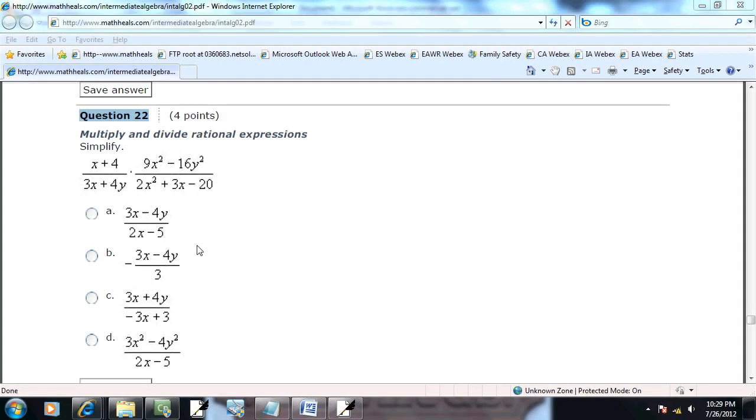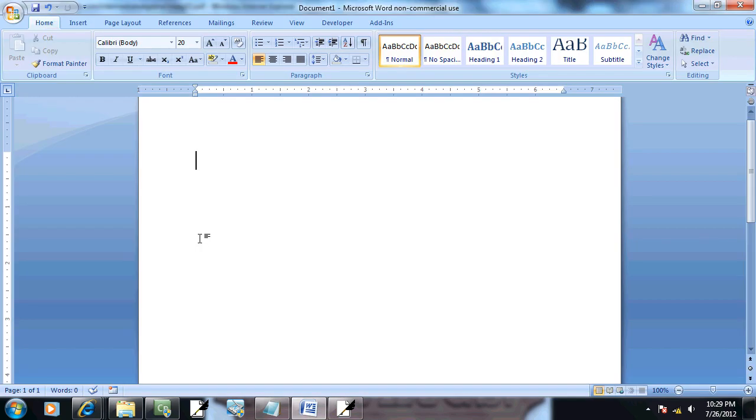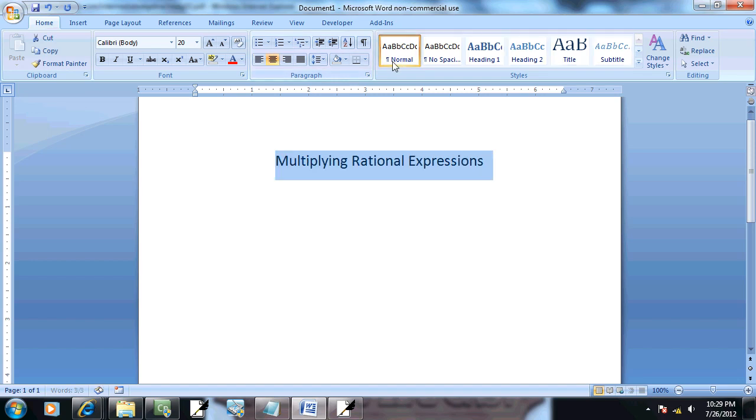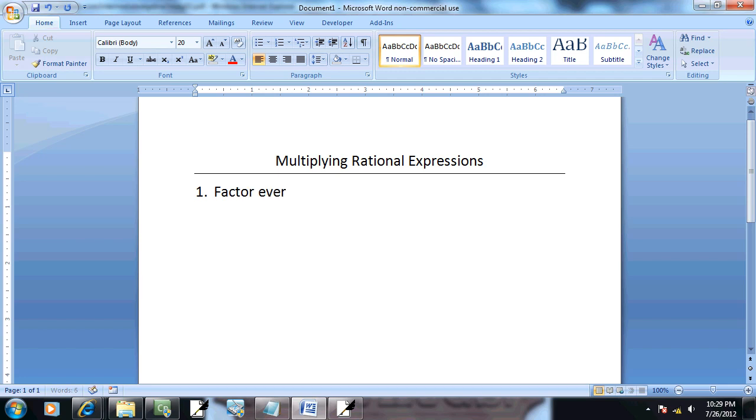Let's take a look at multiplying rational expressions. First, refresh our memory on the steps for multiplying rational expressions. Step 1: factor everything. Step 2: cancel if possible.